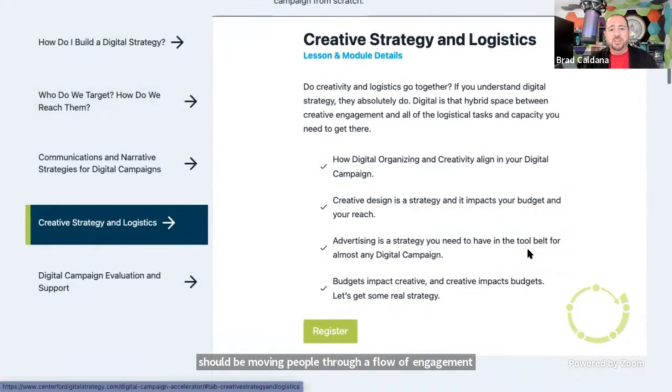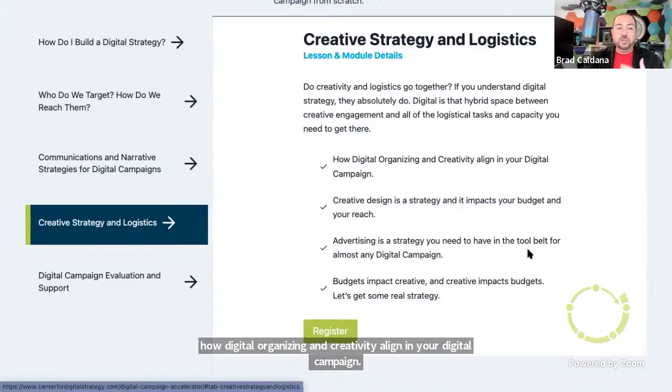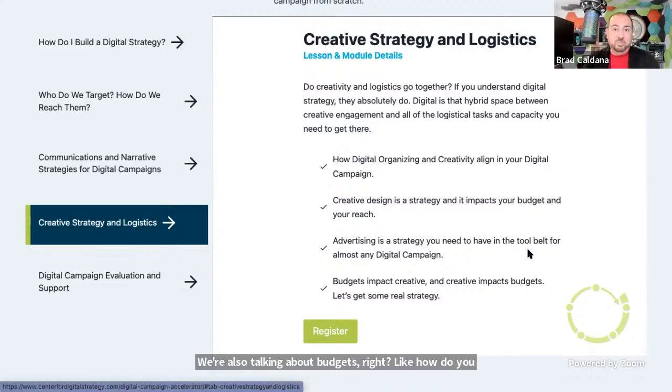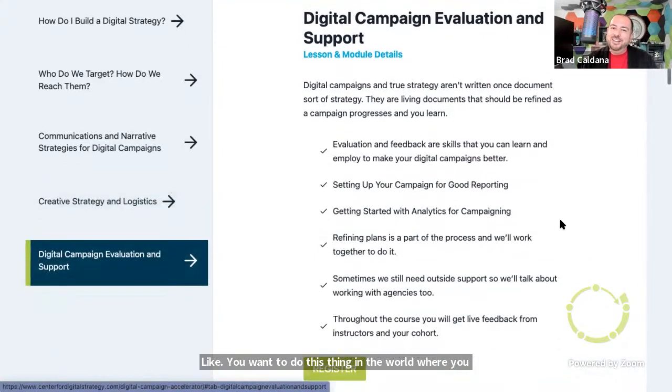And then we're going to talk about creative and logistics, and how digital organizing and creativity align in your digital campaign. We're also going to talk about budgets. How do you think through budgets? Budgets go back into the infrastructure piece. You want to do this thing in the world, so you actually have to create a real budget to get there. And then campaign evaluation support.